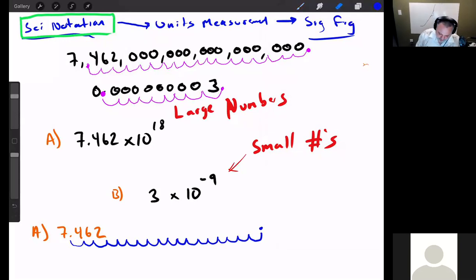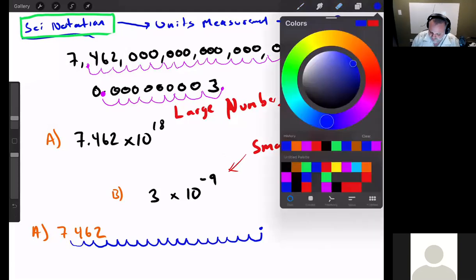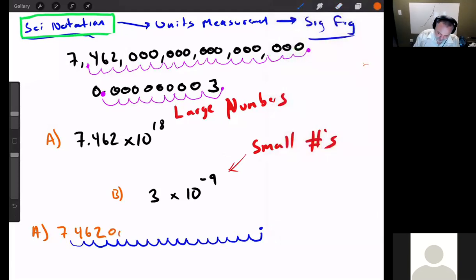The first thing I want to do is erase this decimal place, because I don't actually know what goes there yet. But I do know that I need to fill in some zeros: 0, 0, 0, 0, 0, 0, 0. There's the decimal place. Now, if I want, I can come back and put in some commas. Now I've gone the other direction. Anybody have any questions about that?